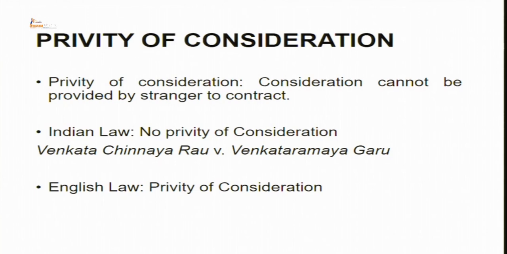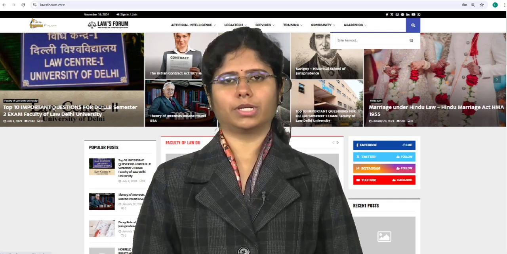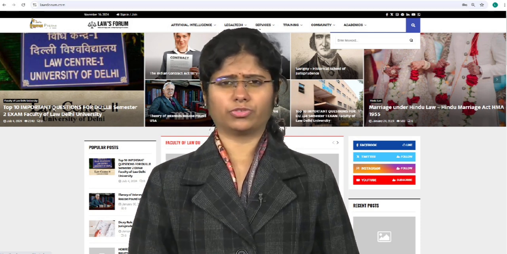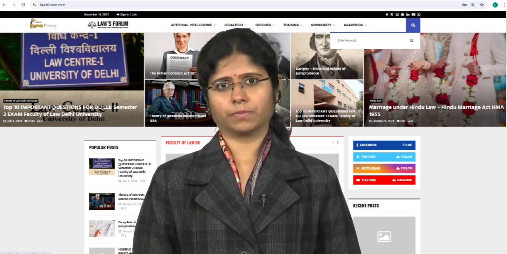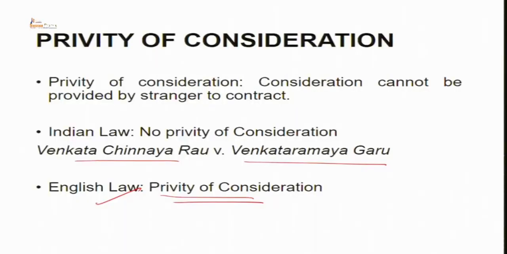contract. Now, before I give you the facts of this case law, which I have mentioned on the slide briefly, just let me tell you a point of distinction between the Indian law and the English law here. I just mentioned that in India we do not follow the doctrine of privity of consideration, right. That means a third person, a stranger to the contract, can also provide consideration. But in English law, the doctrine of privity of consideration is followed. That means only the two parties who are entering into the contract can provide consideration, no third person can intervene, right.